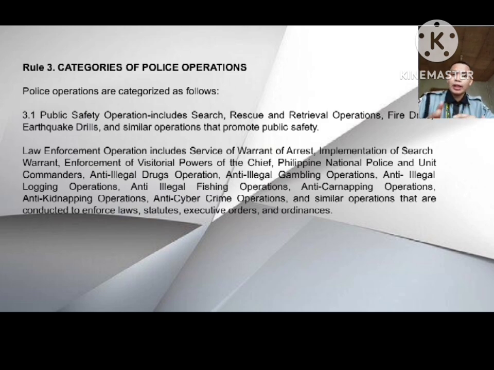So it includes serving warrants of arrest, implementing search warrants, and conducting operations against illegal activities such as gambling, logging, and illegal fishing. So this operation upholds justice by ensuring that laws are properly carried out and that offenders are brought to justice while protecting the rights of the citizens.